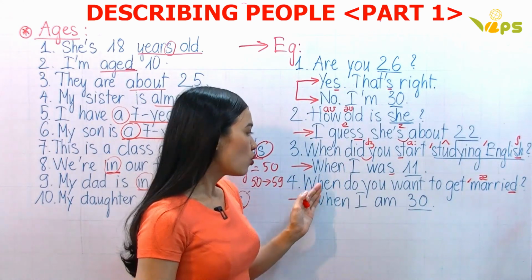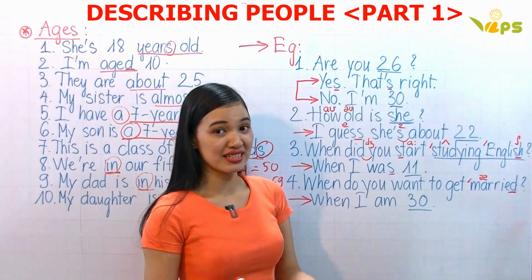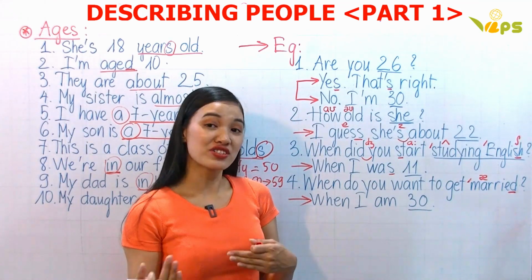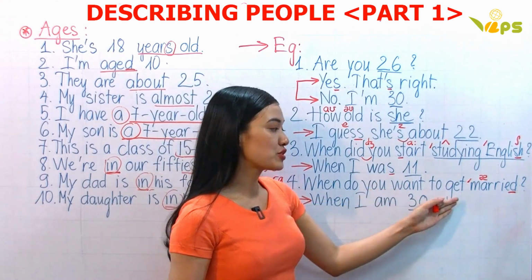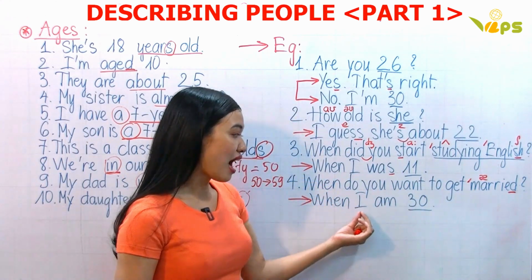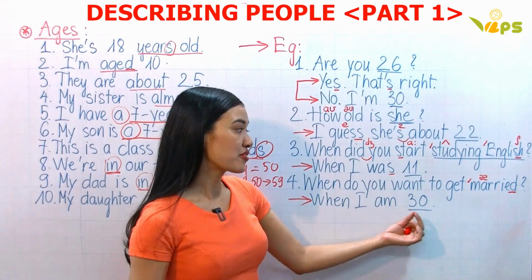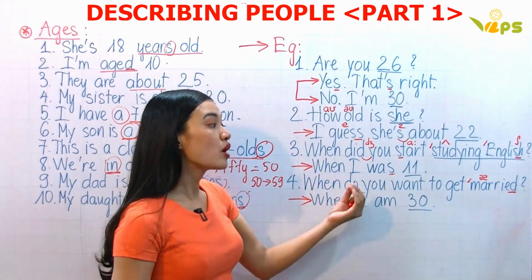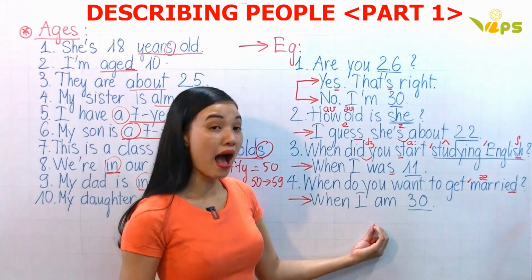Number 4, when do you want to get married? Like, what is your plan for the future? When do you want to get married? When I'm 30, I want to get married. Or you can say, I want to get married when I'm 30.